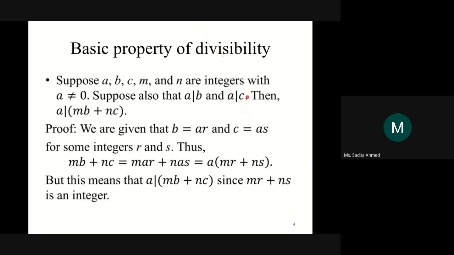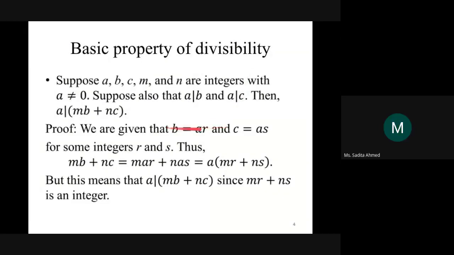So if A divides C, that means C divided by A gives us some integer as a result. If we say that integer is S, we can say that C is equal to AS. Does that make sense so far, guys? Yes, ma'am.